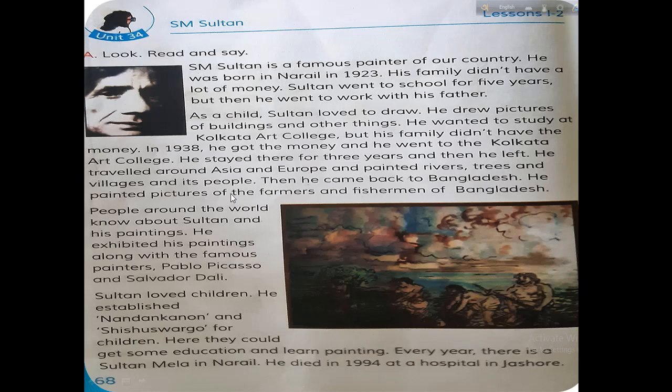He painted pictures of the farmers and fishermen of Bangladesh. People around the world know about Sultan and his paintings. He exhibited his paintings along with the famous painters Pablo Picasso and Salvador Dali. Sultan loved children. He established Nandankanan and Shishusorgo for children. Here they could get some education and learn painting. Every year there is a Sultan Mela in Noraili. He died in 1994 at a hospital in Jashor. He is a famous painter of our country.